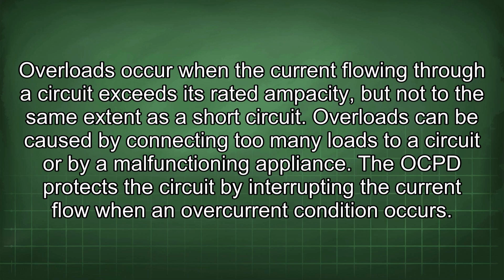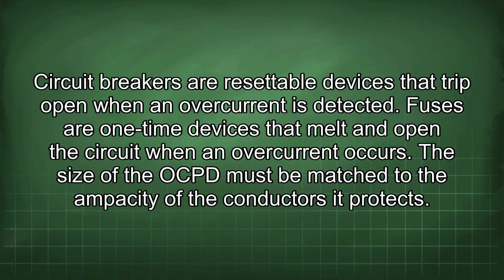Overloads occur when the current flowing through a circuit exceeds its rated ampacity, but not to the same extent as a short circuit. Overloads can be caused by connecting too many loads to a circuit or by a malfunctioning appliance. The OCPD protects the circuit by interrupting the current flow when an overcurrent condition occurs. Circuit breakers are resettable devices that trip open when an overcurrent is detected. Fuses are one-time devices that melt and open the circuit when an overcurrent occurs.